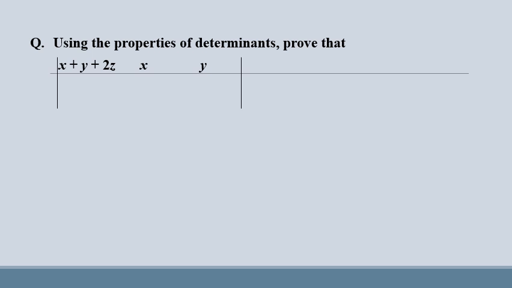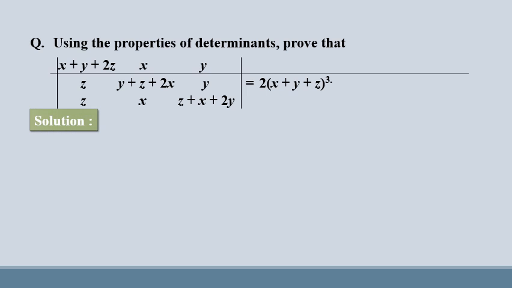Next, we will consider another question. Using the properties of determinants, prove that the determinant with rows (x plus y plus 2z, x, y), (z, y plus z plus 2x, y), (z, x, z plus x plus 2y) is equal to 2 times (x plus y plus z) whole cube. So again we will consider the LHS.